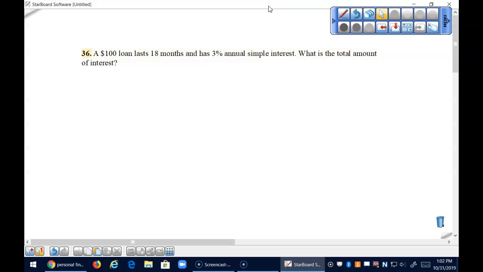So, a $100 loan lasts 18 months. It has a 3% annual simple interest. What's the total amount of interest?